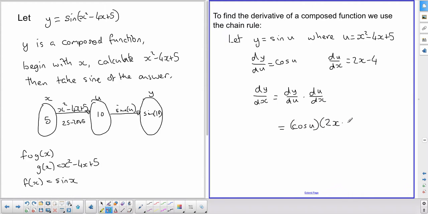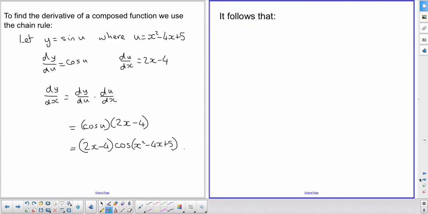We take the product, we get cos u multiplied by 2x minus 4. We write 2x minus 4 first, and then write cosine of u. u is x squared minus 4x plus 5. And there is our derivative.